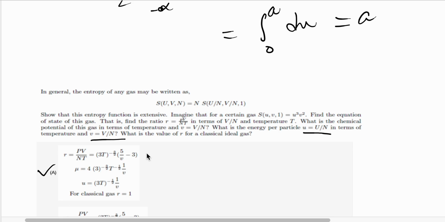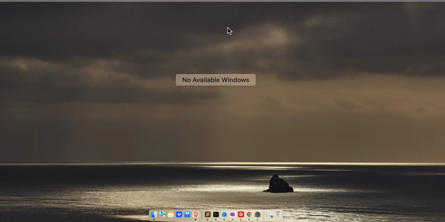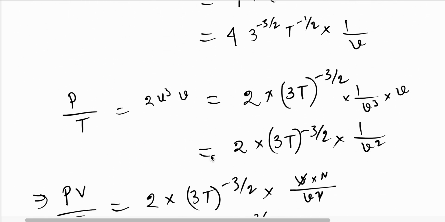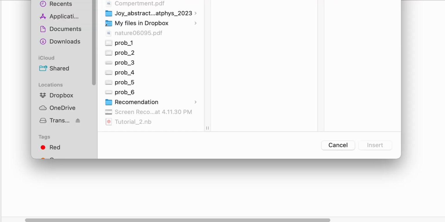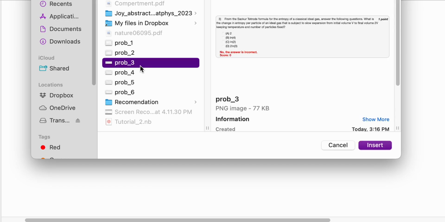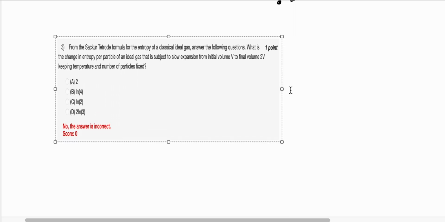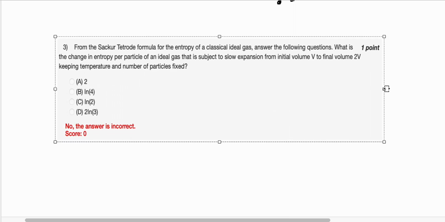Now let's go to question 3. So let me insert question 3. Problem 3. Let's look, question 3 is a tiny looking question. It's very tiny, but is it not tedious? Let's see.